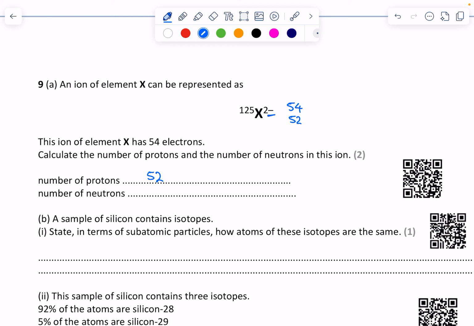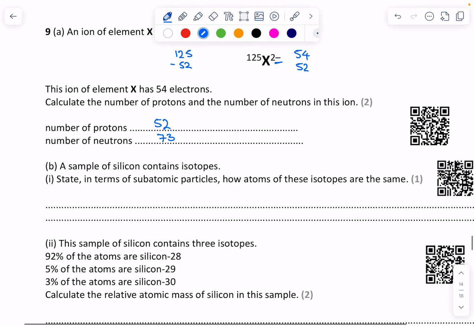And then to work out the neutrons, all you have to do there is the 125 and we take away the 52. And when you do that, you get an answer of 73. 1 mark for each one.